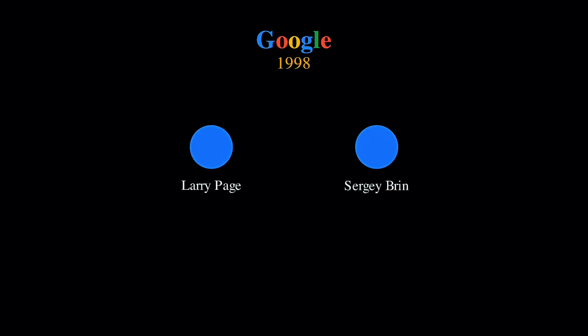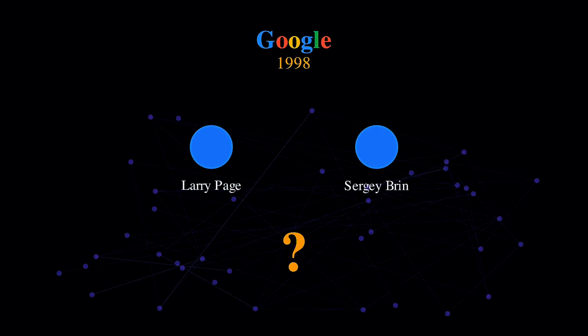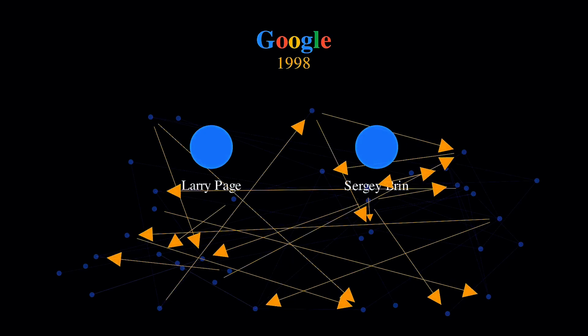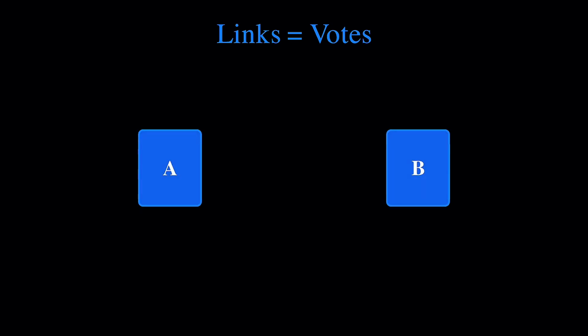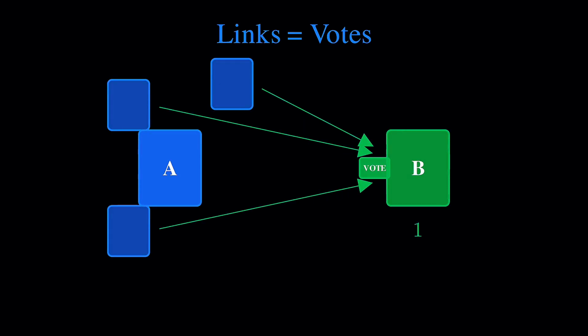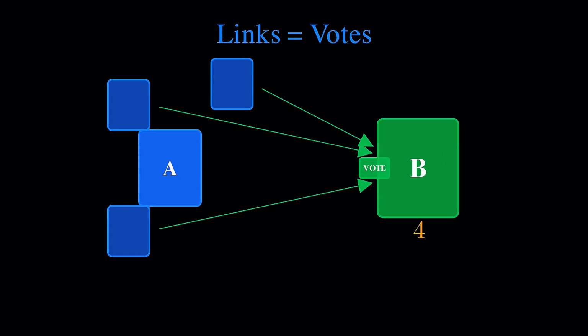Now we have the tools to understand Google's breakthrough. In 1998, Stanford students Larry Page and Sergey Brin faced a massive challenge. How do you rank billions of web pages? They realized the web is a giant directed graph, and they invented a new way to measure importance. Their key insight was this: a link from one page to another is like a vote. If page A links to page B, A is saying B has valuable content. The more votes a page receives, the more important it must be.